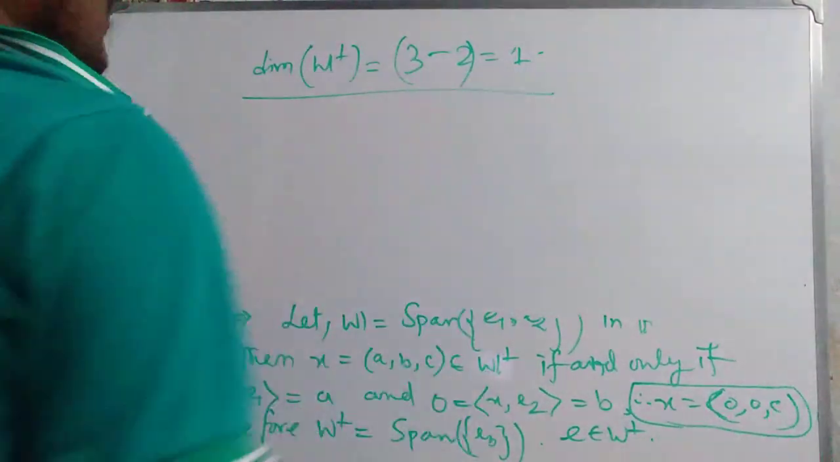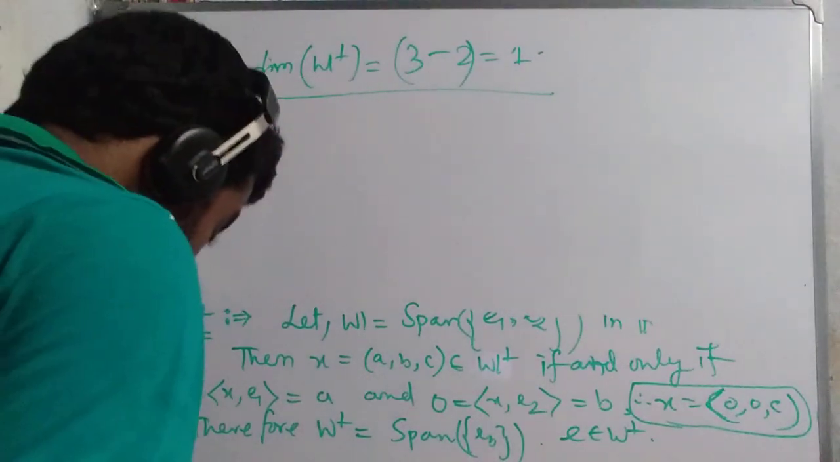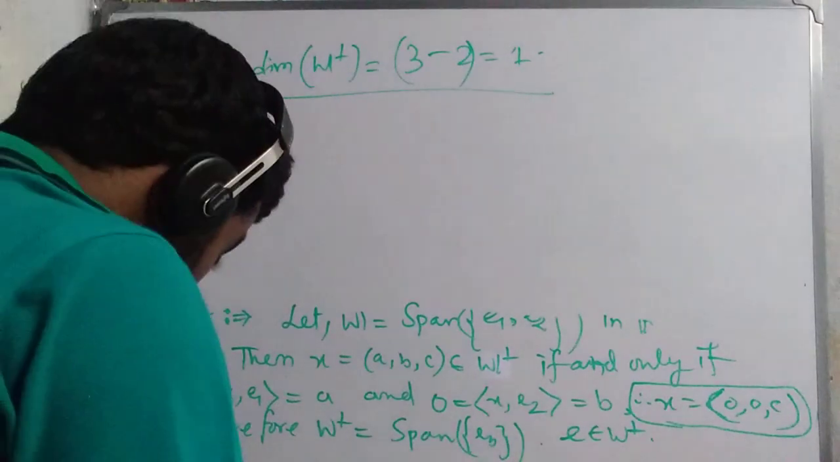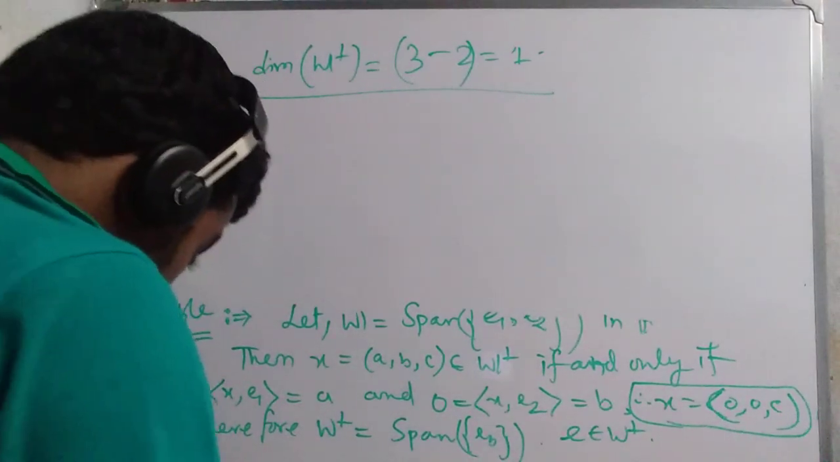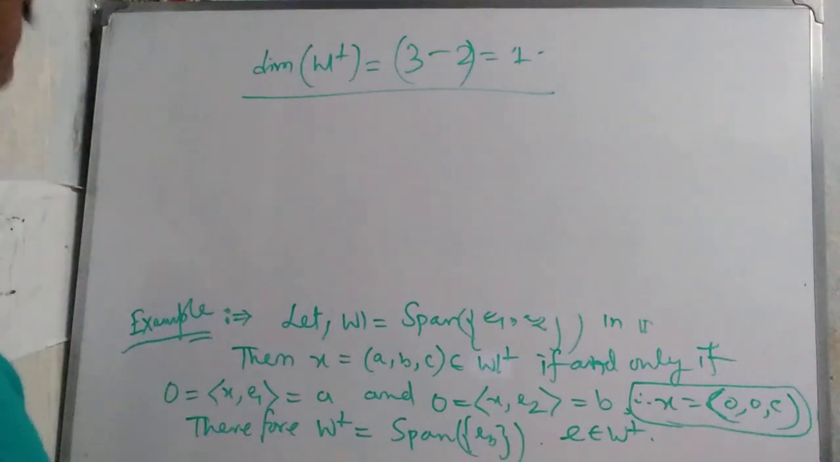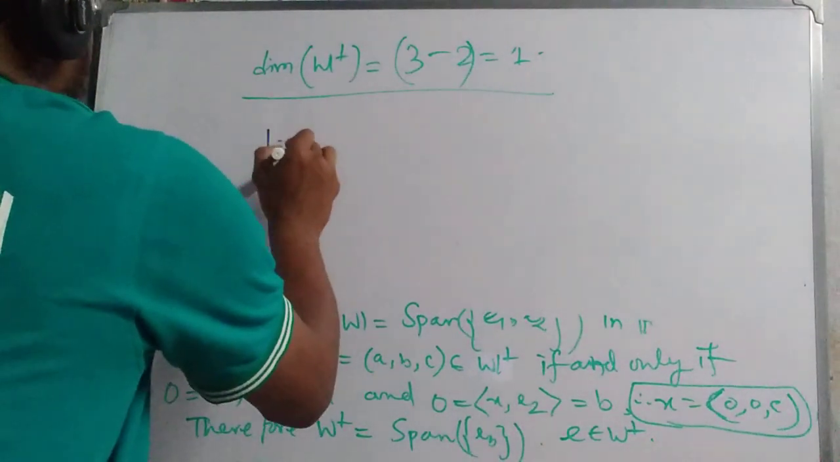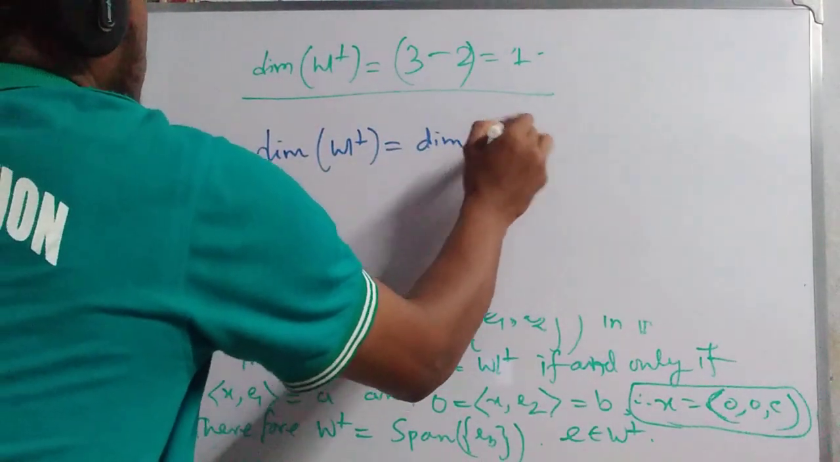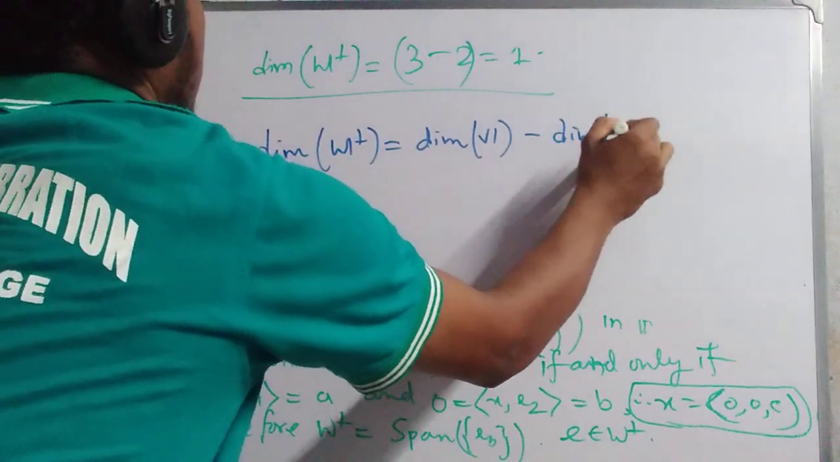Understood? Then we also see that dimension of W perp equals dimension of V minus dimension of W. We write it here: dimension of W perp equals dimension of V minus dimension of W.